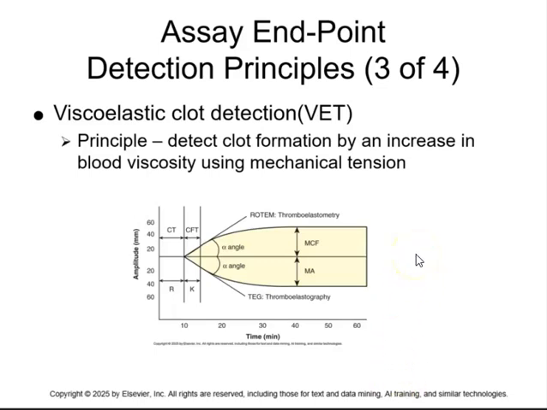Another method is called the viscoelastic clot detection method, and this is actually looking for how the clot is made, and it actually graphs it. So you can see the graphing at the different angles. It's like a little wire that's in there, and it measures from mechanical tension how it's making it. I'll show pictures later on of that.